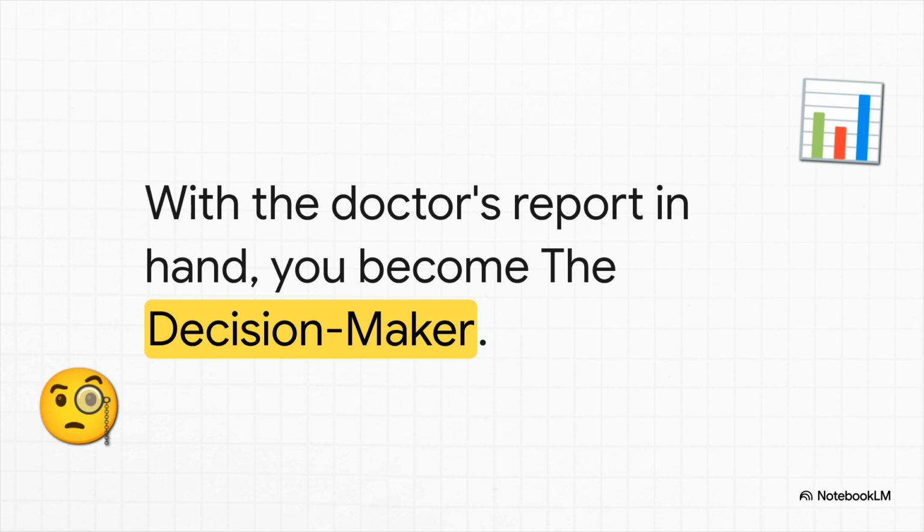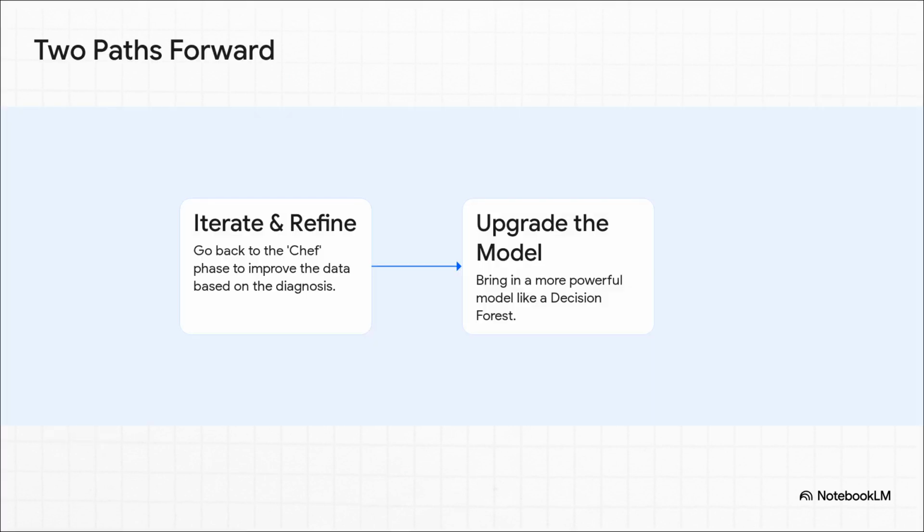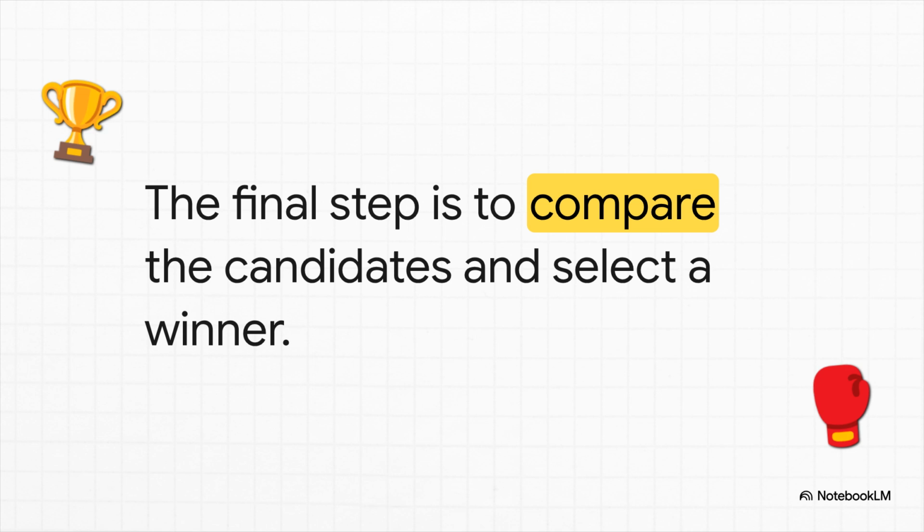The doctor's report doesn't just give you the answer. It gives you the evidence you need to decide what to do next. So based on that health report, you basically have two main paths you can take. Path one is to iterate. If the report showed some problems, maybe you go back to being the chef, try a new feature transformation, and then rerun the whole process. Or there's path two, upgrade. If your simple model just isn't cutting it, maybe it's time to bring in a more powerful tool, like a decision forest model.